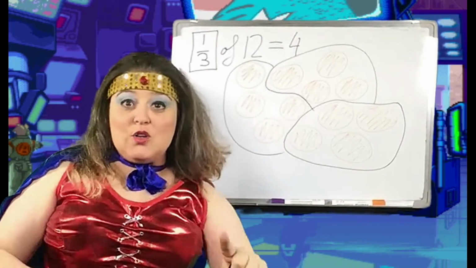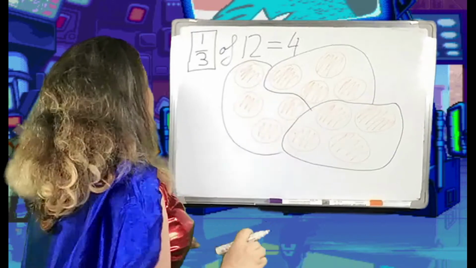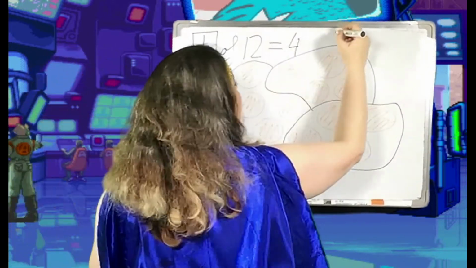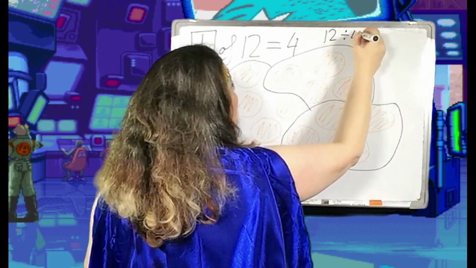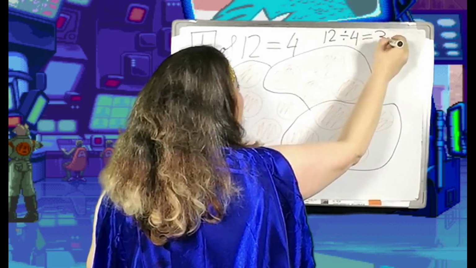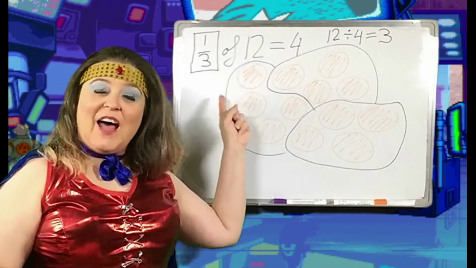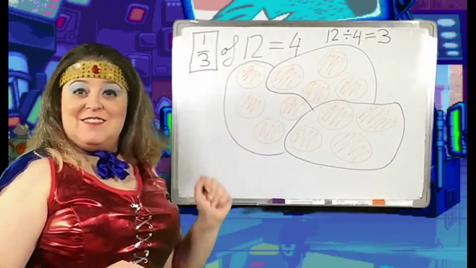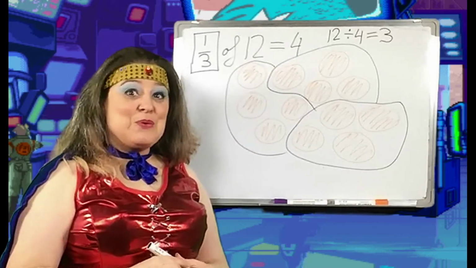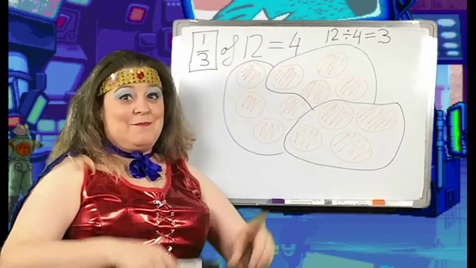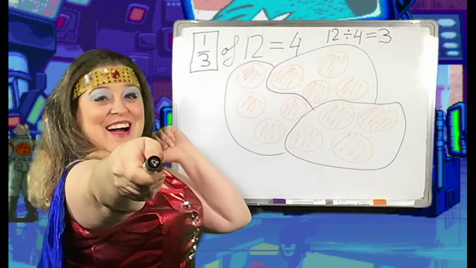You could also have used your division to help you work this out. You could have worked out that 12 divided by 4 is 3, so the answer has to be 1/3. All right? That was pretty good. Let's try another one.